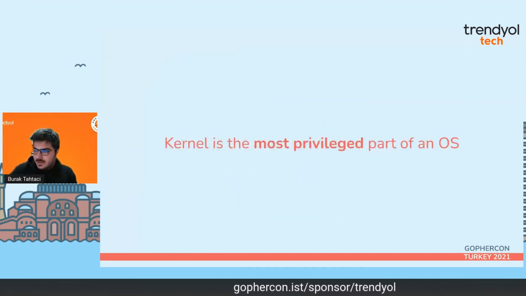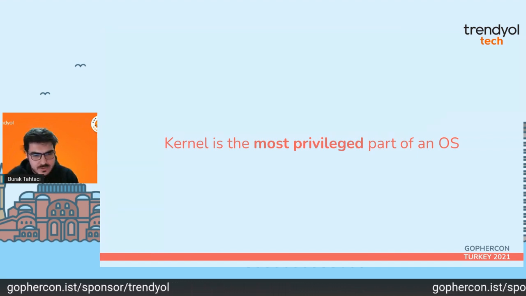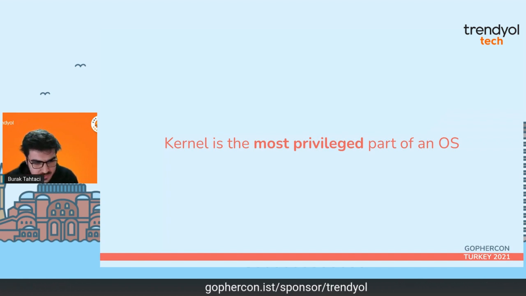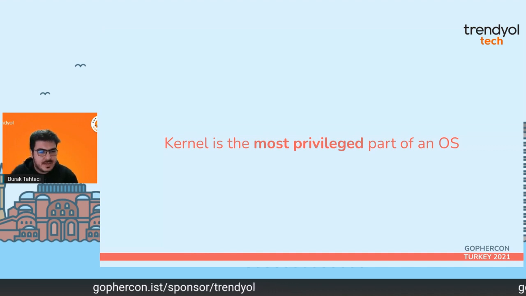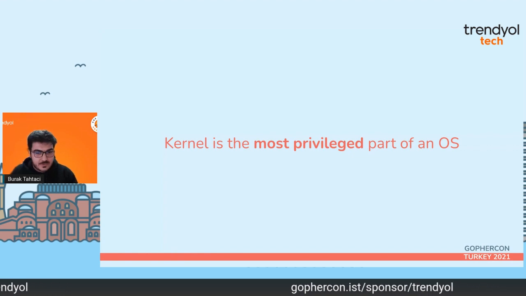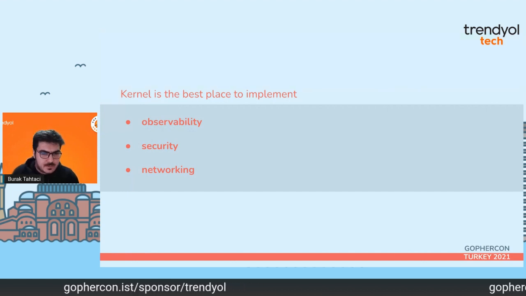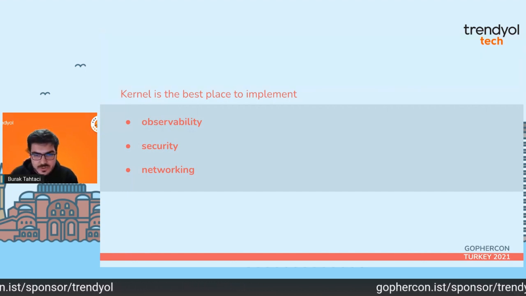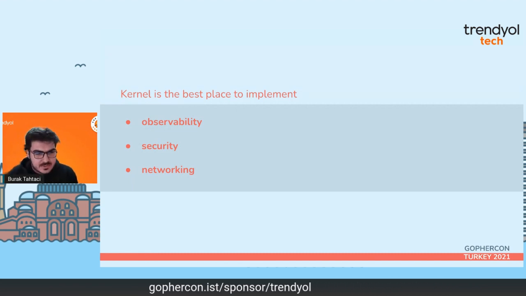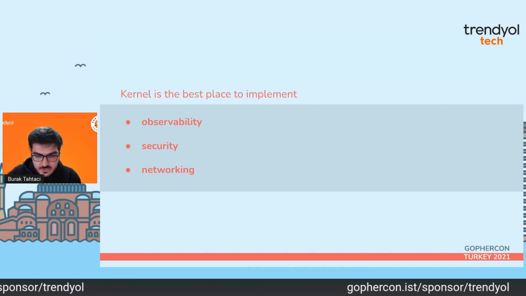Okay. Let's get started. I'd like to begin with the kernel itself. As you know, the kernel is the most privileged part of an operating system. It manages all the system resources, and the kernel is the center of management for an operating system. So if you can introspect the kernel, we can get very detailed insights about our system. For this reason, the kernel is the best place to implement observability, security, and networking applications as well. Because the kernel has capabilities that can oversee all the events that are communicating with hardware and the other system resources.